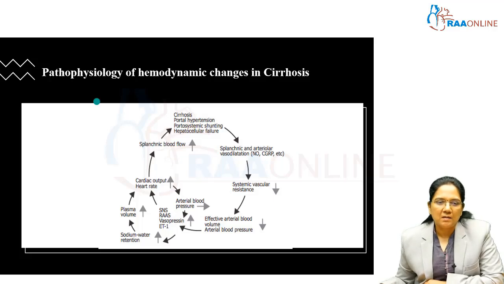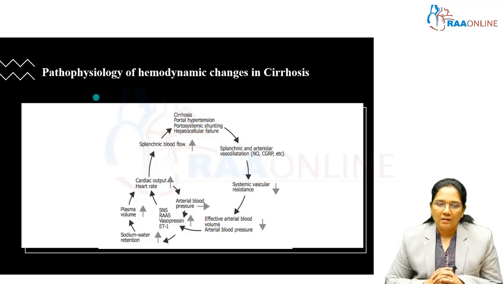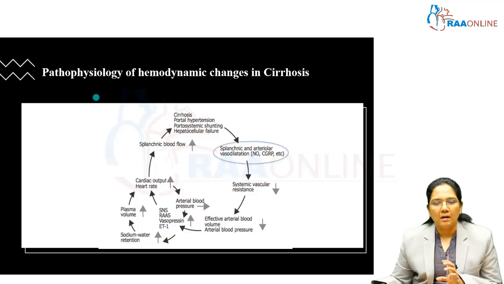Pathophysiology of hemodynamic changes. This is a very important slide. I want you to pay attention to it. This explains the basics of the circulatory changes which happen in patients with cirrhosis. Without understanding this, we should not venture into anesthetizing these patients. What happens with the significant portal hypertension and portosystemic shunting? A lot of vasodilators are released into the circulation. So you have significant splanchnic and arteriolar vasodilatation. This reduces your systemic vascular resistance, because of which your effective arterial blood volume, which is a central blood volume, is reduced. Arterial blood pressure is also on the lower side for all of these patients.